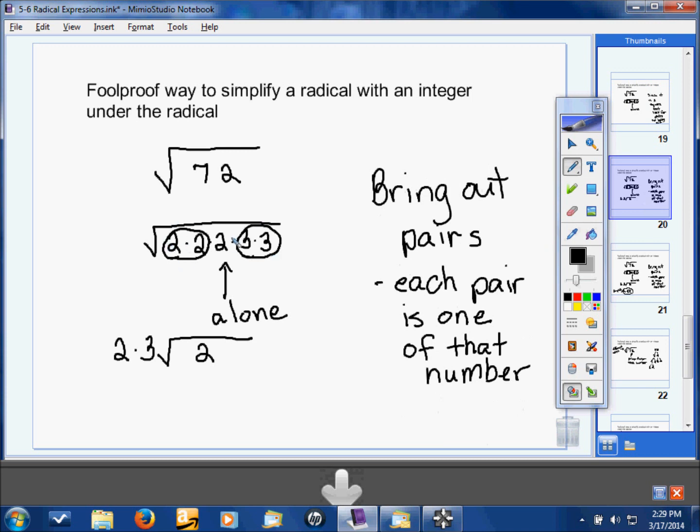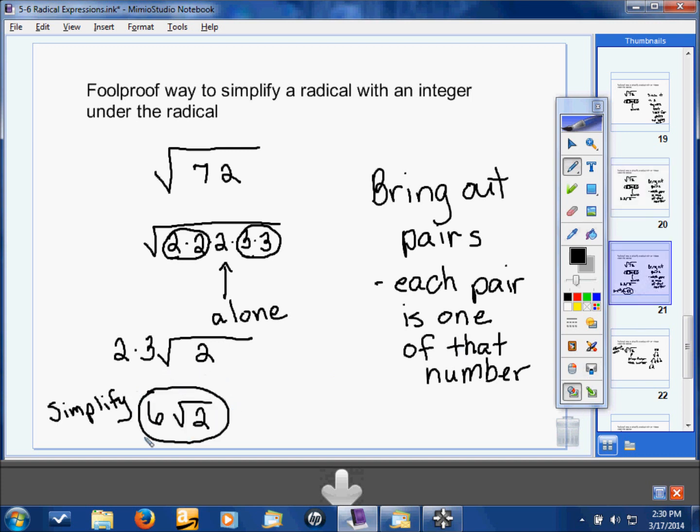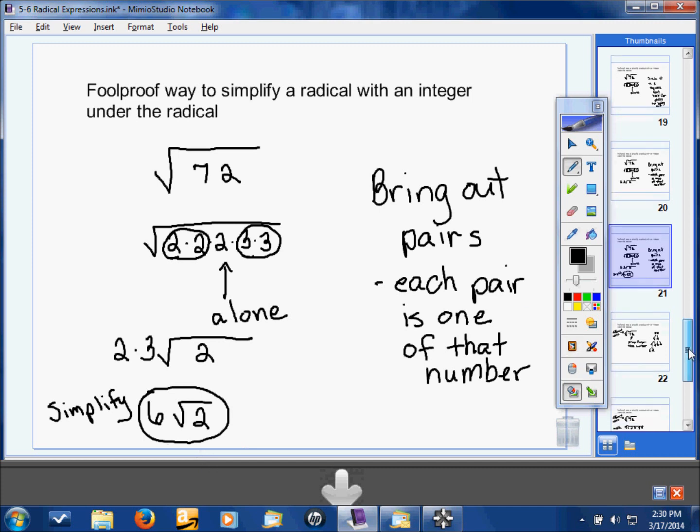So here's our pairs that we brought out. The one that's alone stays under. Now there might be 3 or 4 alone. If you had a lone 2 and a lone 5 and a lone 7, they would all stay under together. And then you clean it up a little bit. If you have that 2 times 3, you simplify so that it looks better.